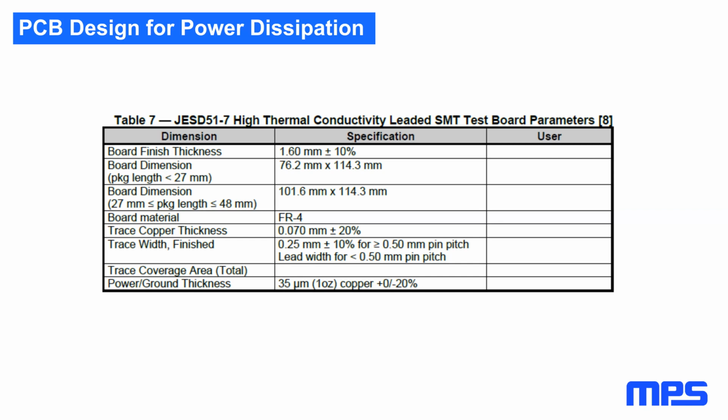JESD 51-7 describes a 4-layer board, 3 inches by 4.5 inches, 1/16 inch thick, with 1 ounce copper and solid power and ground planes inside. That's a fairly typical PCB construction, but it might be much different than the board that you need to use. Different layer counts, copper thicknesses, and board size can all have a dramatic effect on thermal resistance.